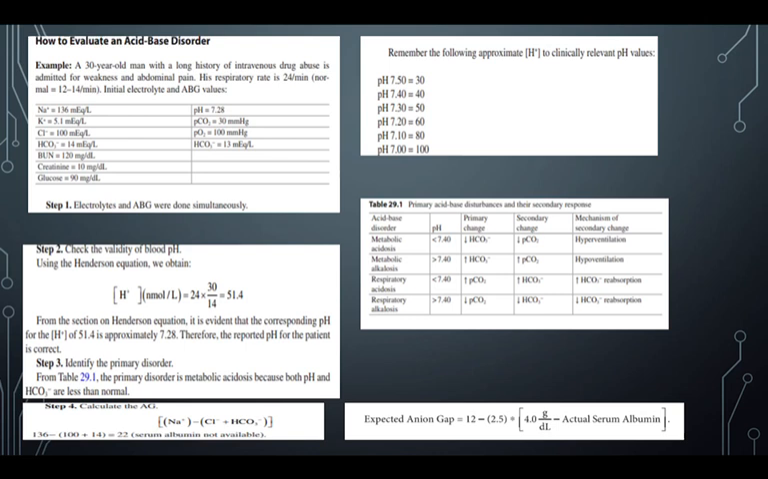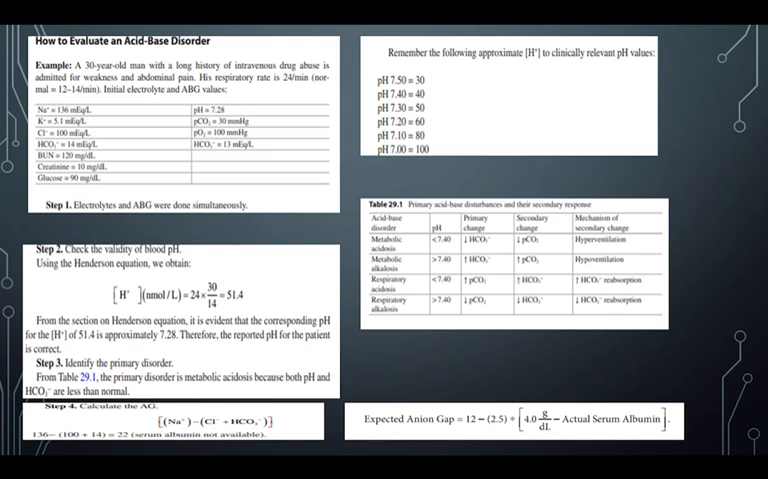Now you have to use the Henderson equation. It gives the hydrogen ion concentration, which is equal to 24 times PCO2 divided by the bicarbonate. Here the PCO2 is 30, the bicarbonate is 14. So the hydrogen ion concentration is around 51.4. If you have this table which tells you the pH with regard to the hydrogen ion concentration, 51 corresponds to somewhere here, a pH of 7.3. So the internal validity of the blood gas is correct. This is a correct blood gas report.